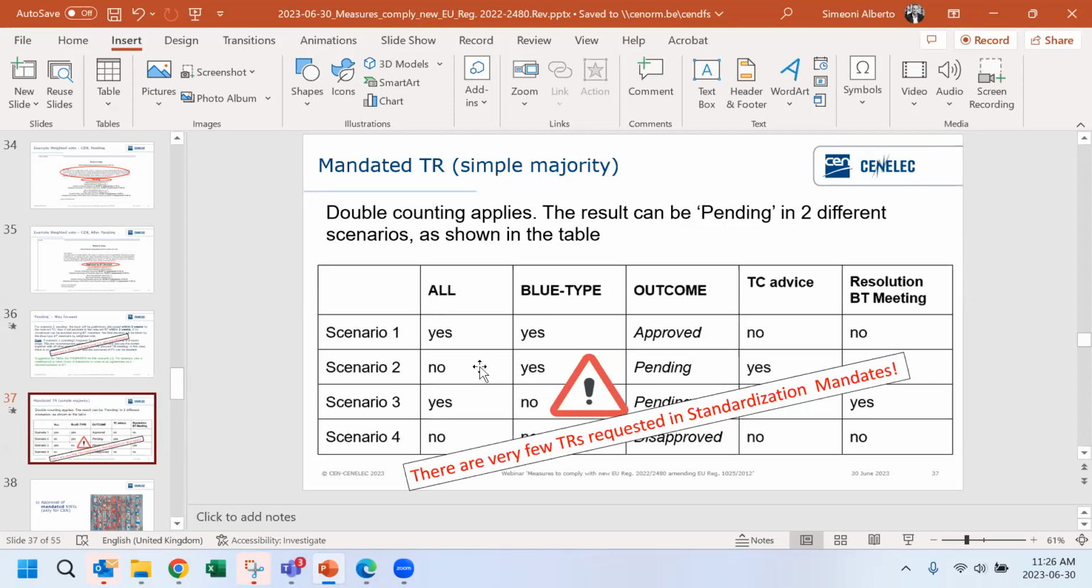So basically, we would be in scenario 2, when all voted no, and then also Blue Tie agreed that the TR should not go ahead. In that case, you will provide an advice no to BT, and I guess BT will ratify your no, and the work item is not approved, so the TR is not approved.